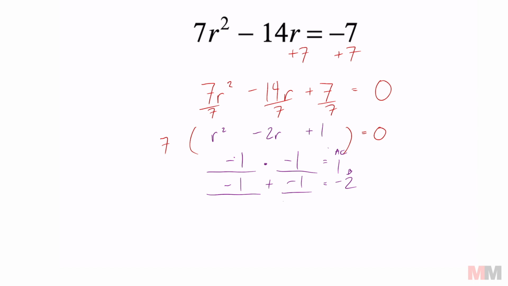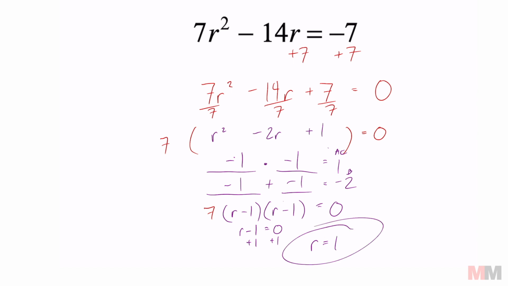These are what we're going to use in its factored form. It's going to look like this: r minus 1 times r minus 1, the same factors, equals 0. If you're wondering what happens to that 7, it just slides right down. And in this scenario, we only have to solve one of the factors. We only have to set one of those equal to 0, since these two will produce the same result. Solve for r, and we will get our value of r equals 1.